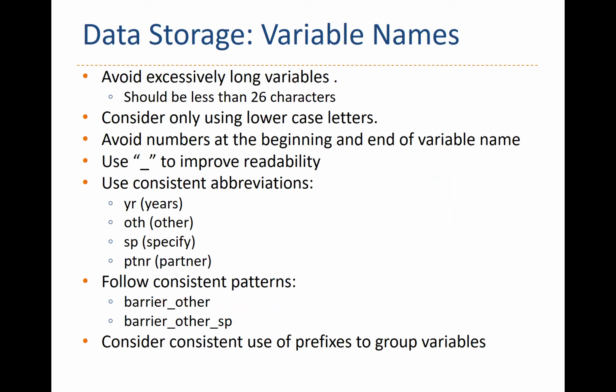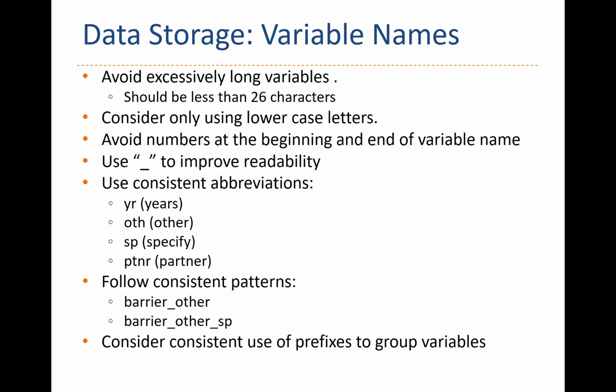I try to keep my variable names relatively understandable so that I can look at them and have a pretty good sense of what they are. You should still have a data dictionary, but you also want them to be fairly short. Variables that are more than about 26 characters oftentimes will get truncated when you try to import them into a statistical software. So I try to keep my variable names below 26 characters.